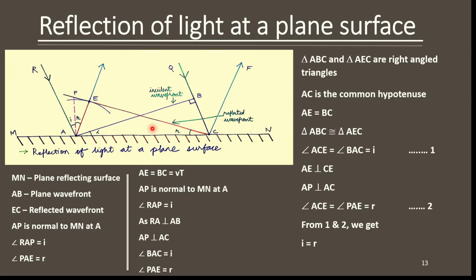AB is the size of the object. The distance between the corresponding reflected rays AE and CF is the same as AB because triangle ABC and triangle AEC are congruent triangles. The size of the object in the reflected image is the same as the actual size of the object.